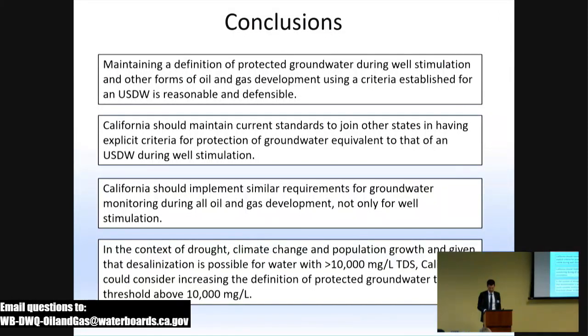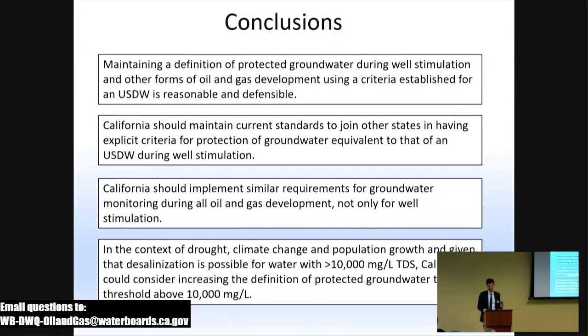California should implement similar requirements for groundwater monitoring during all oil and gas development and not only during well stimulation. If there was one overarching conclusion from our 2,000 or so page SB4 study with CCST, it was that while well stimulation introduces some different things to pay attention to, all oil and gas production has potential to create certain types of hazards and risks that are not specific to hydraulic fracturing.